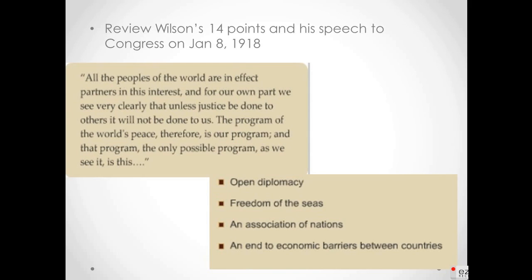And a number of the 14 points are open diplomacy, freedom of the seas, association of nations, and an end to economic barriers between countries. So he really, again, was looking for that world peace. Truth, justice, the American way, and world peace. He's a bit of a beauty queen.